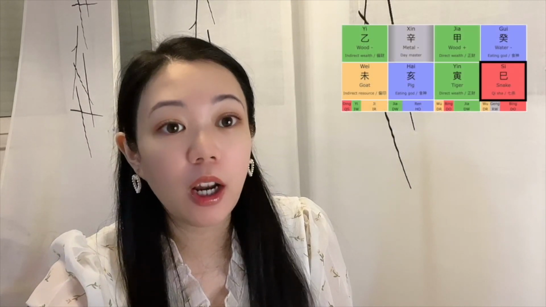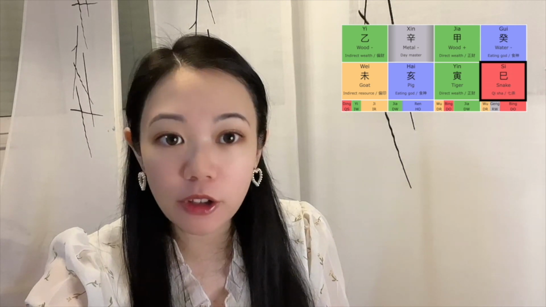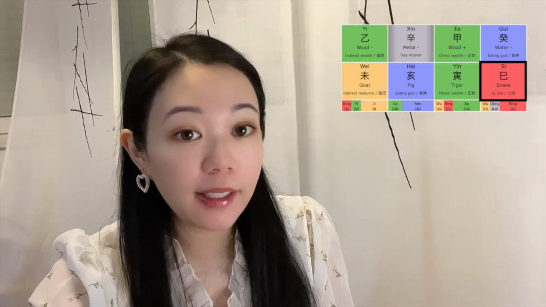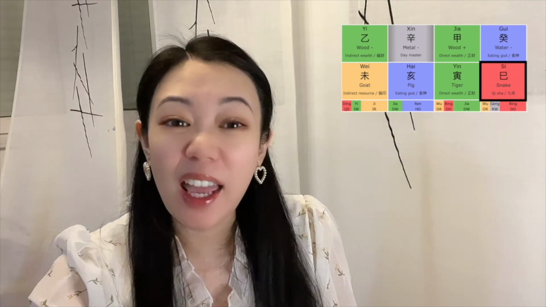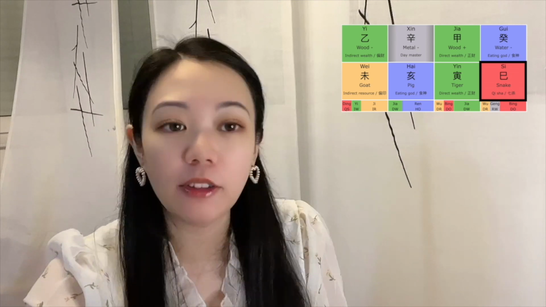Okay, so how do we calculate the 10-year luck pillars? Let's start by looking at the earthly branch of the year pillar on your natal chart. See if you got a yang branch or a yin branch. Once you get that information, write it down. Okay, I have a yang year branch. I have a yin year branch.